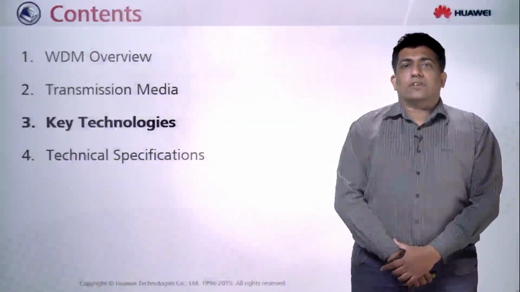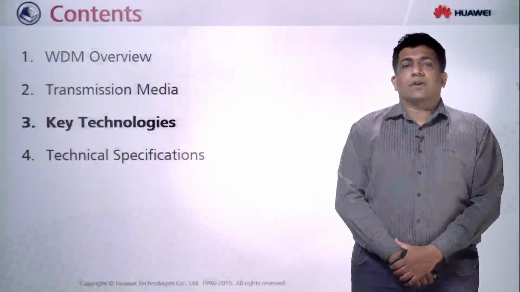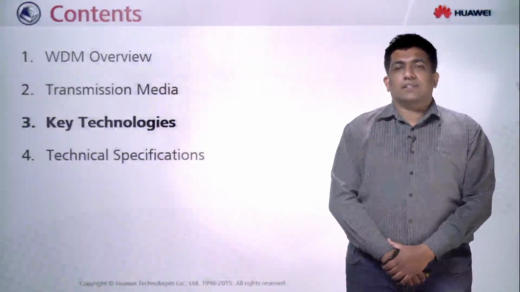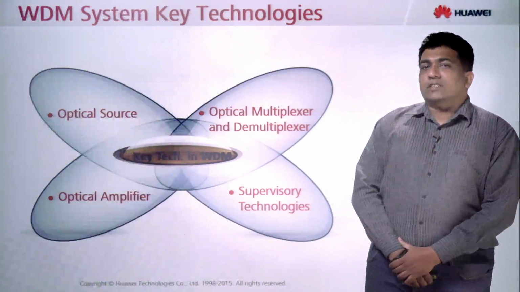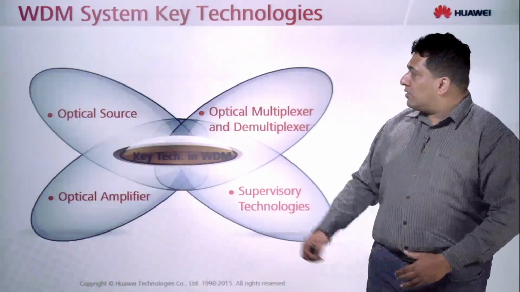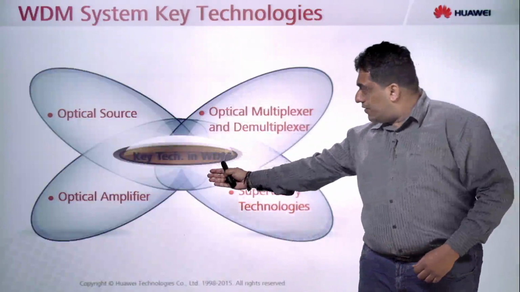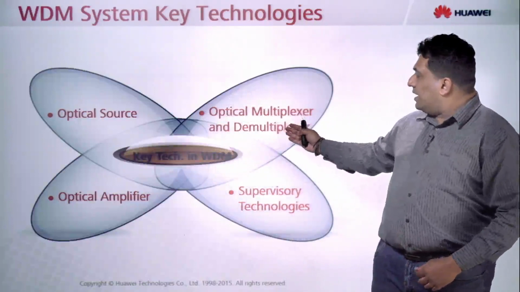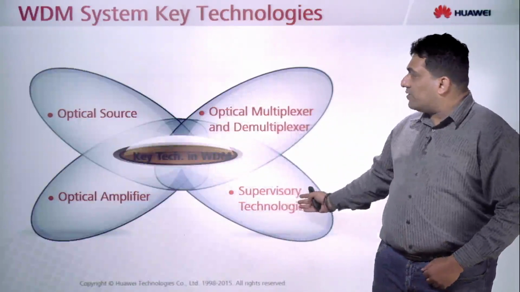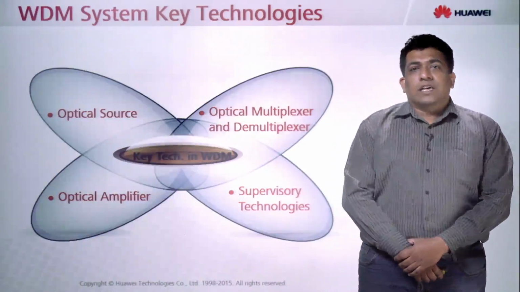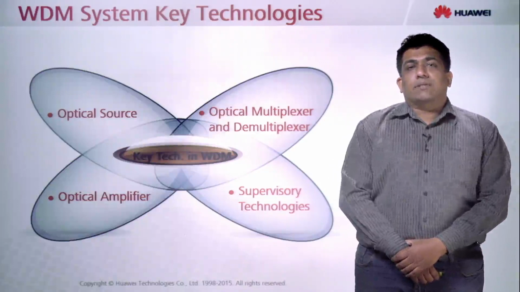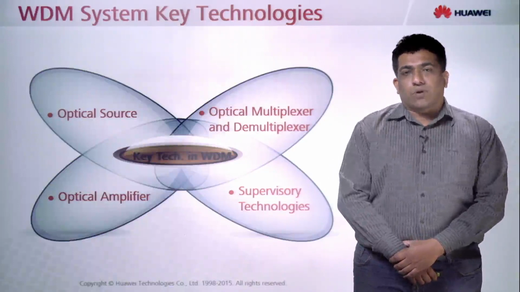Okay, let's continue with this content. The next thing that we are going to look at is the key technologies. As you can see here, WDM system key technologies are divided into four: the optical source, the optical amplifier, the optical multiplexer and demultiplexer, and also the supervisory technologies. The combination of these four technologies develops and provides the best WDM system that we could provide.